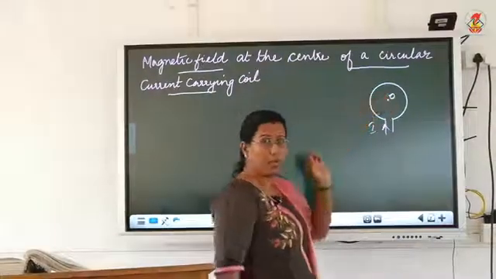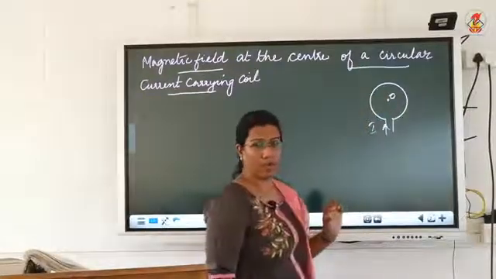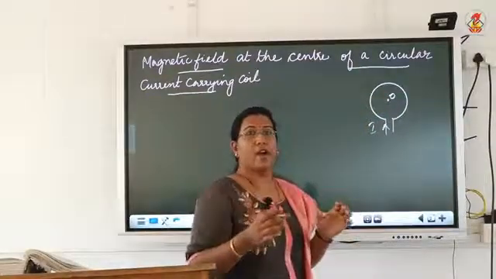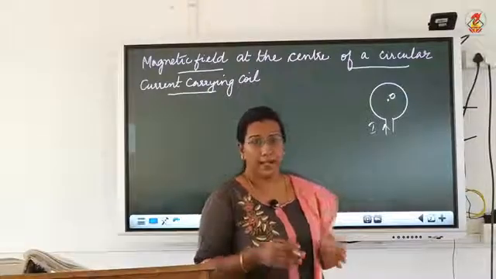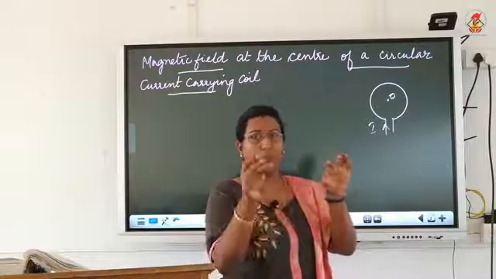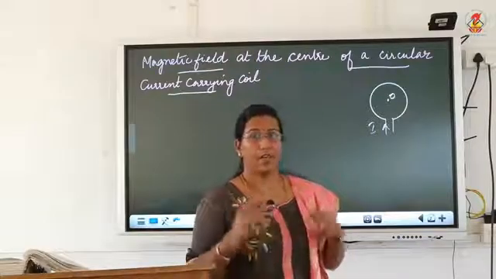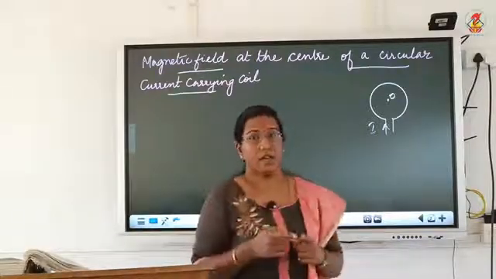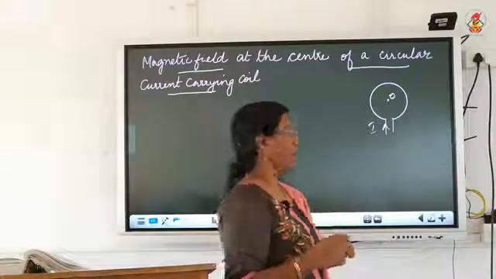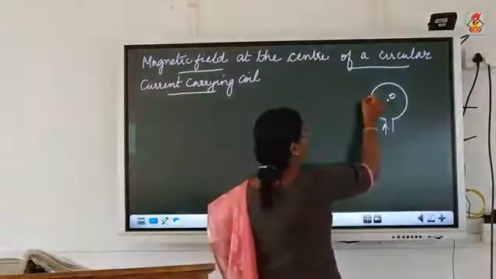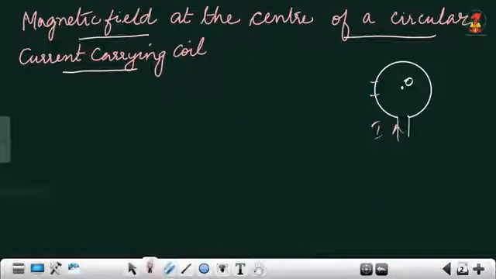So what must we do? We take a small portion of the circular coil, which is the current element, and find the field due to that current element at point O. Then, to find the entire field effect at point O, we integrate. So first I am going to take a very small portion of the wire, dl.